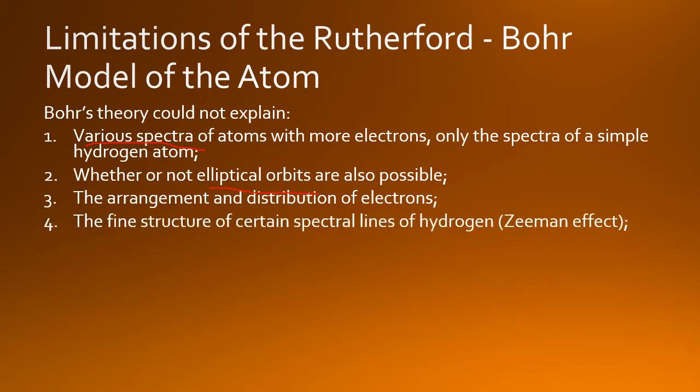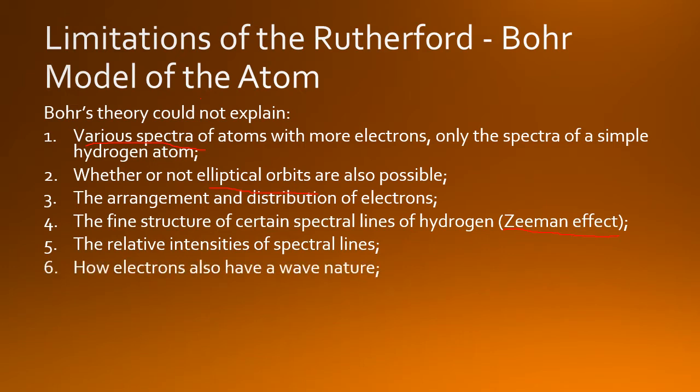Bohr's theory could not explain the fine structure of certain spectral lines of hydrogen, which is called the Zeeman effect. More of that a little later. Couldn't explain the relative intensities of spectral lines. Couldn't explain how electrons also have a wave nature, and we'll look at that a little bit later.